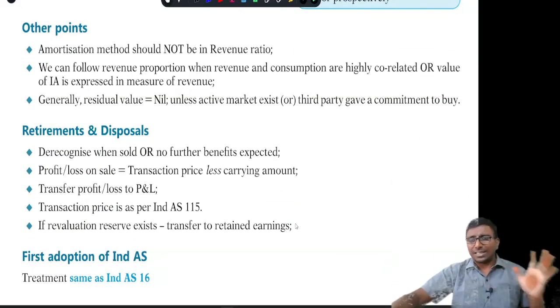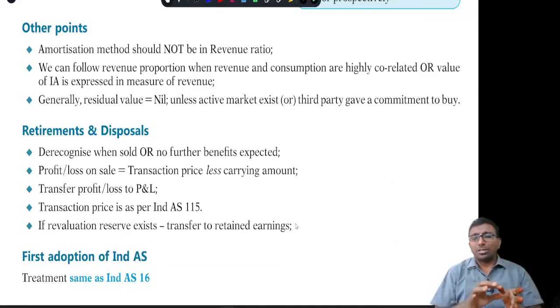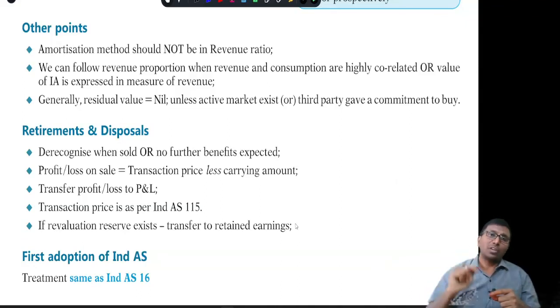Retirement and disposal is exactly the same as in Ind AS 16, right? In case it is getting disposed or retired, the gain or loss is supposed to be transferred to profit and loss. Gain or loss is equal to the sale proceeds as per Ind AS 115 minus the book value of the asset, and that will be transferred to profit and loss. It will never be adjusted with the revaluation reserve or capital reserve, nothing. It will hit the profit and loss all the time. And first adoption of Ind AS is also exactly the same as Ind AS 16, right?